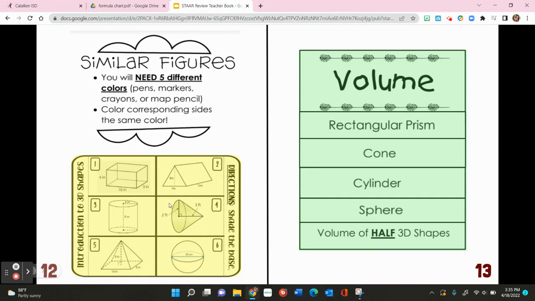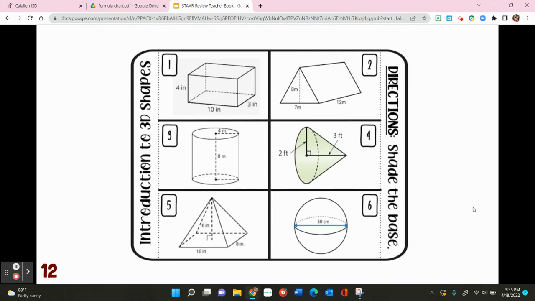In this video, we're going to be filling out our Intro to 3D Shapes foldable, which should be glued at the bottom of page 12, and your volume of three-dimensional shapes foldable, which will be glued onto page 13. So we're first going to go ahead and look at the Intro to 3D Shapes foldable, and for every shape, we want to shade the base. So we will shade the base as we cover each shape.